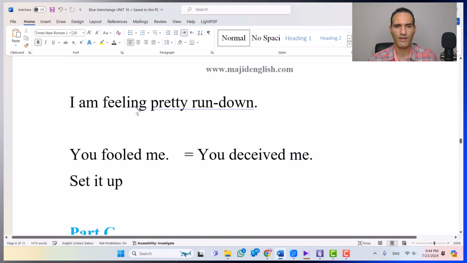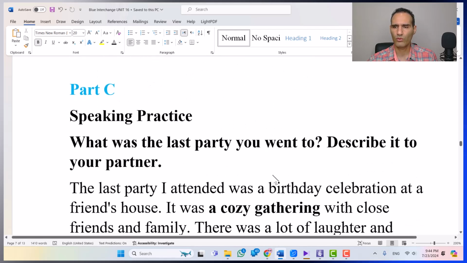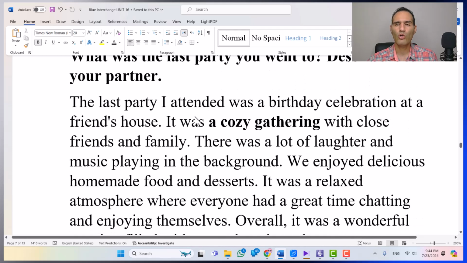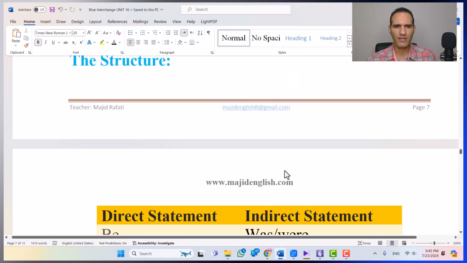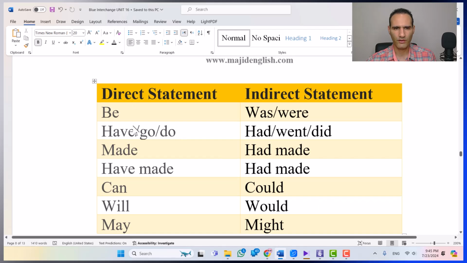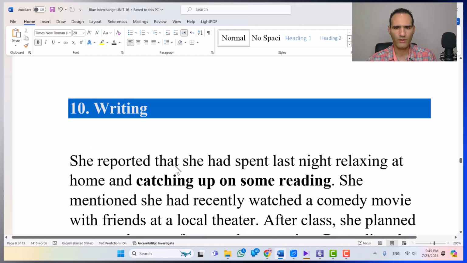For flu we say the. Run down, not feeling good. You fooled me, you deceived me, and set up, or you made this. A cozy gathering, a friendly and a warm gathering. The second grammar focus, reported speech for statements, that I told you, whatever the verb is, one tense back. And the pronunciation, had and would, we talked about it.